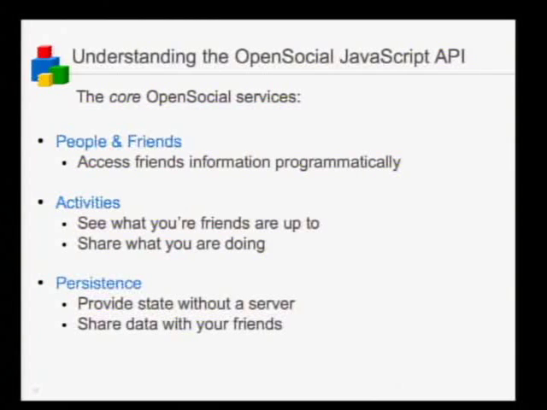Now, if we drill down a little bit more on the actual API itself for OpenSocial, it's broken down into 3 core areas. One is the people and friends. This is a portion of the API that allows you to access your friends' information programmatically. There's also the activities. This is another area of the API that allows you to see what your friends are doing, or you can share what you're doing. And this is what's known as posting to an activity stream. And I'll show you how that works as well.